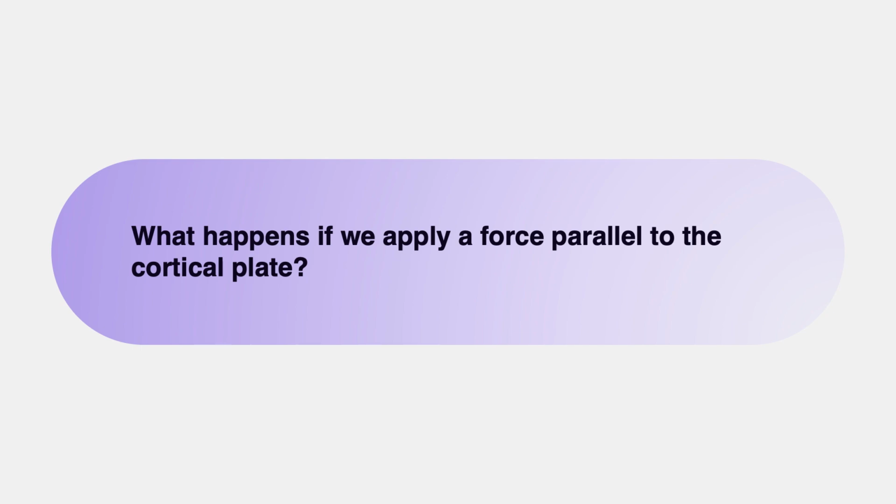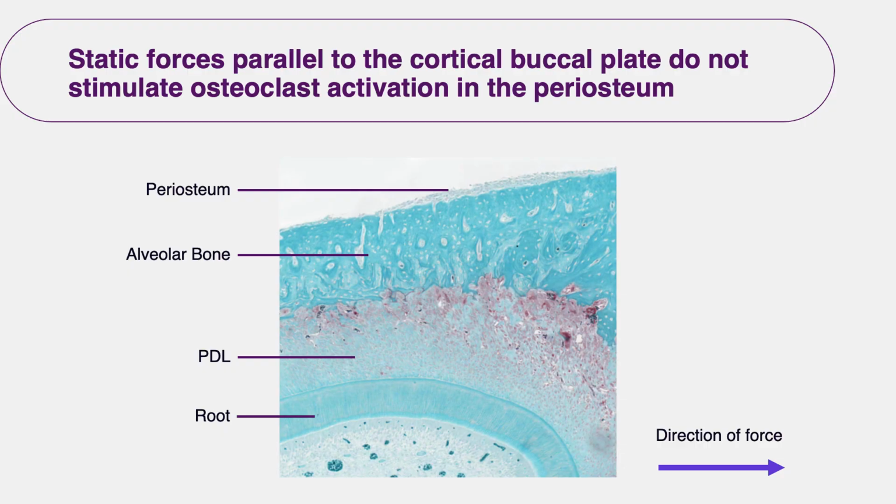Now, what happens if I apply a force not in the direction that stretches the periosteum and does not cause that much trauma to the periosteum? Is that going to activate the osteoclasts? To do this, we change the direction of the force, instead of 180, to 90 degrees. And we notice the number of osteoclasts on the periosteum decreases significantly.